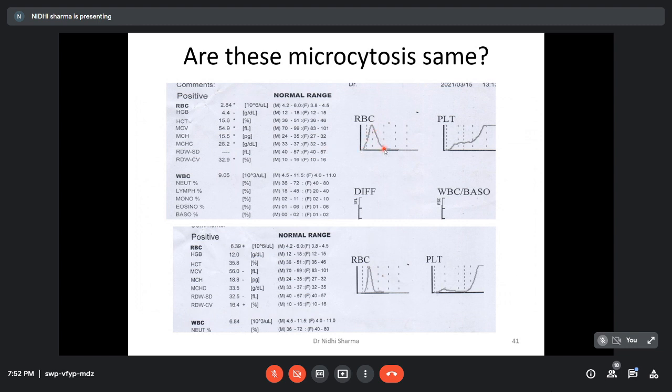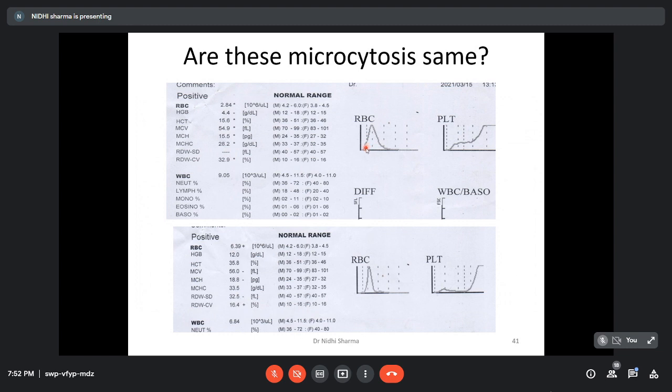So a microcytic picture with a more distribution width and a lower RBC count, and a microcytic picture with a lesser distribution width and a higher RBC count. Let us look at the RDW here, which comes to around 32.9 when the normal is somewhere around 10 to 16. And here the RDW is quite close to normal. So if we remember, these are the basic points of difference between iron deficiency anemia and a beta thalassemia trait.